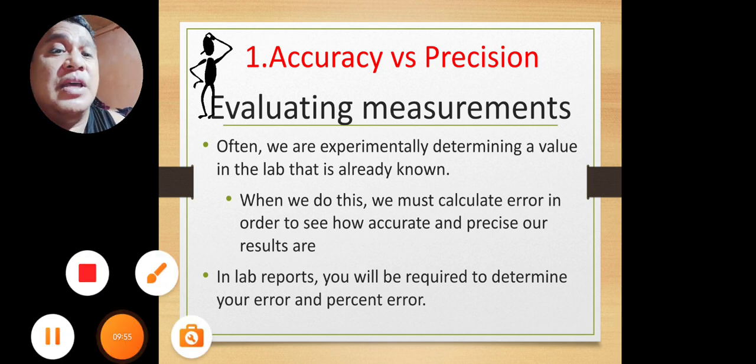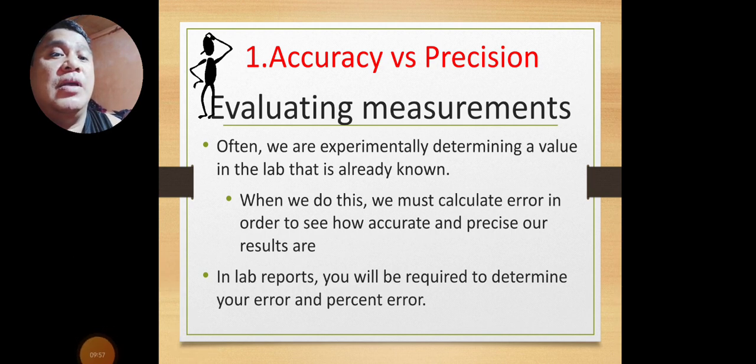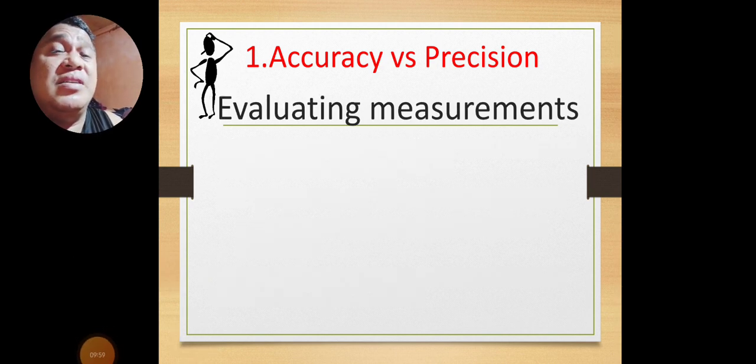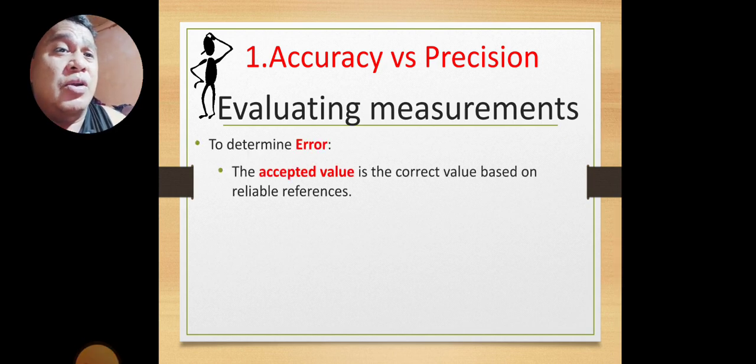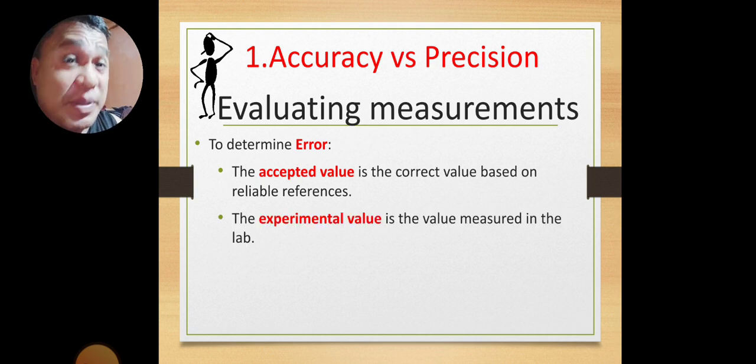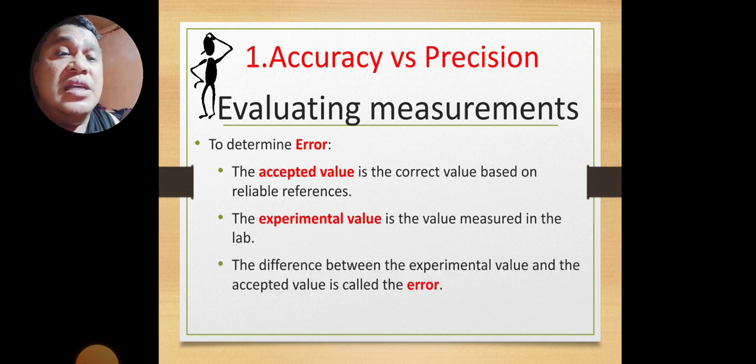So in calculating your error, there's a formula. The values you need to consider in the error are the accepted value, which is the correct value based on reliable experiments, and the experimental value, which is the value measured in the lab. Meaning to say, your actual experimental result versus the accepted value, which is a constant, maybe a standard value. And in getting the error, you just take the difference between the experimental value and the accepted value.